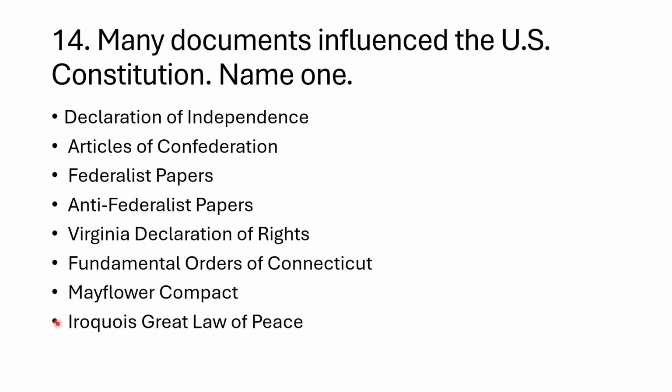Now here's another one, the Iroquois Great Law of Peace. The Iroquois was a Native American or Indian tribe that included many different groups or bands, and they also had an agreement about how they would interact and survive together and next to each other and without going to war. So that was also an influence on the writing of the Constitution.